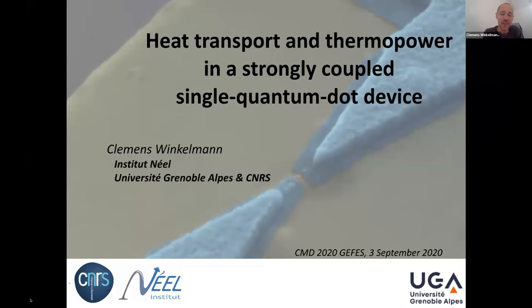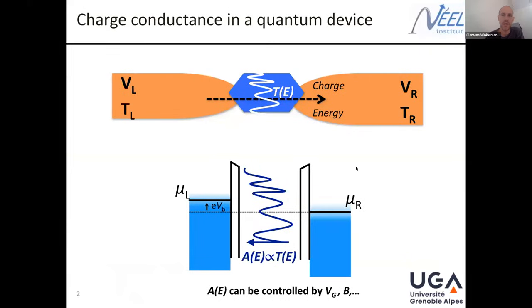And yes, thanks to the organizers for bringing us together here in spite of everything. So I would like to speak a bit about some experiments we have been doing in Grenoble about heat transport and thermal power in quantum dot devices at very low temperatures. And what is a bit peculiar here is that we're rather looking into devices that have a rather strong tunnel coupling.